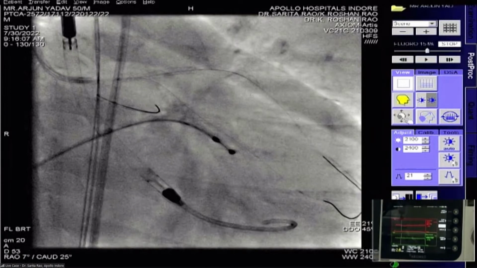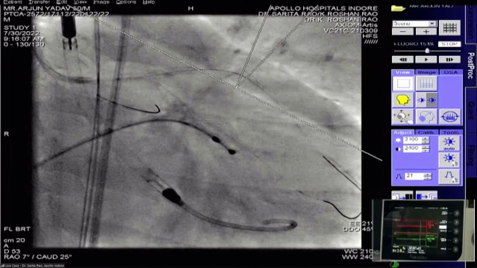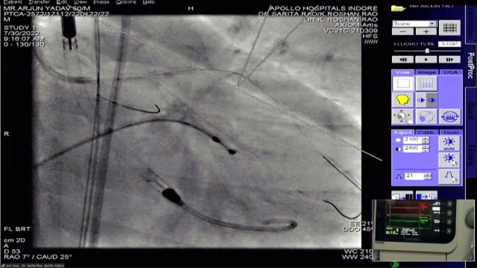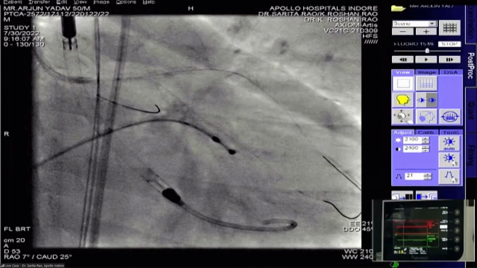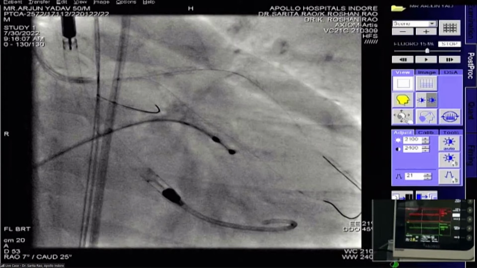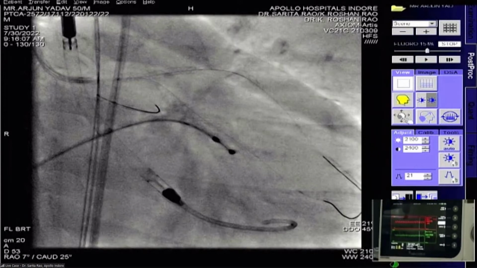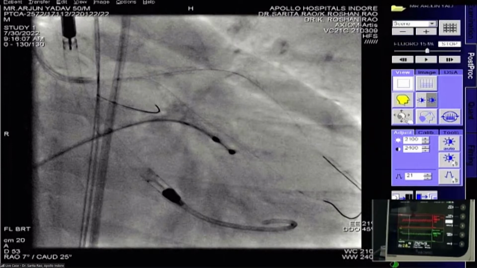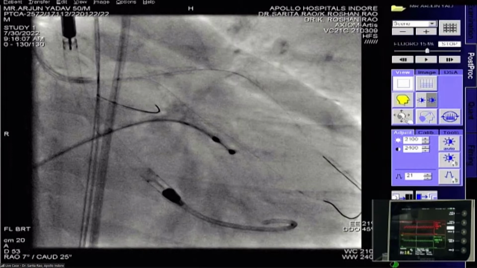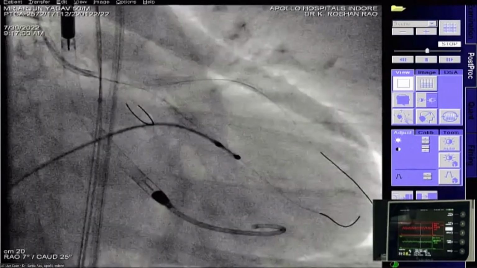Can you make the impeller screen bigger than the fluoro? Switch the screens if possible. I think she's just seeing that the patient result is good. Okay, the pressures have picked up again. Pressures are now okay again. We had a transient drop at that time.